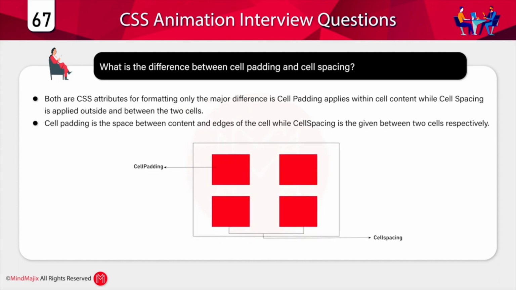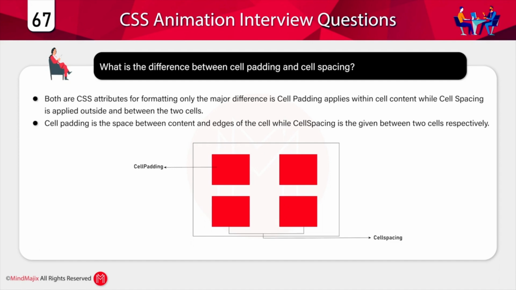What's the difference between cell padding and cell spacing? Both are CSS attributes for formatting only. The major difference is that cell padding is applied within the cell content, while cell spacing is applied outside, between the two cells.